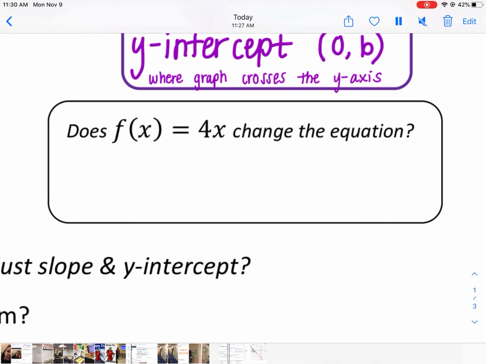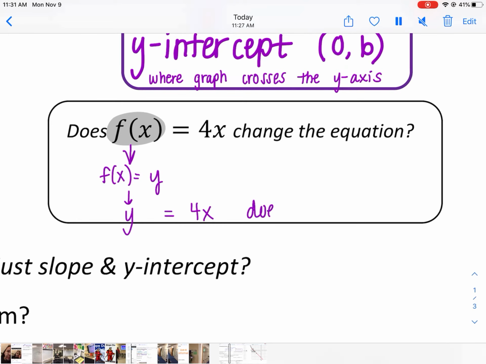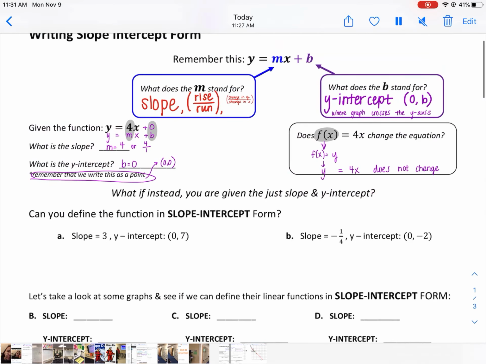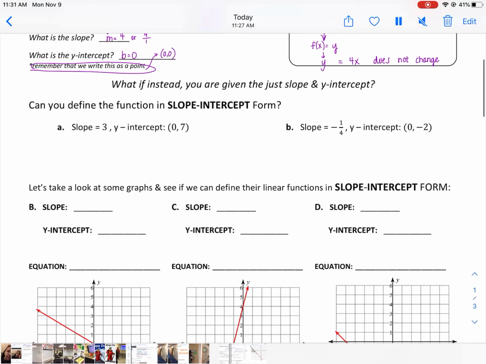Now, when it's written as f of x equals 4x, does that make it any different? Well, f of x is really just y. Therefore, it's the same exact thing as y equals 4x. So, it does not change the equation. It is just written as y equals 4x, and then in function notation, f of x equals 4x.